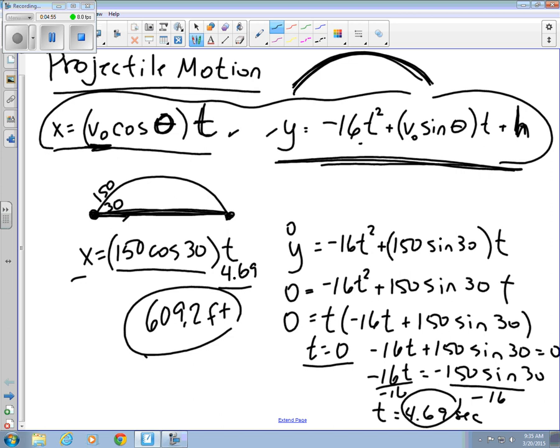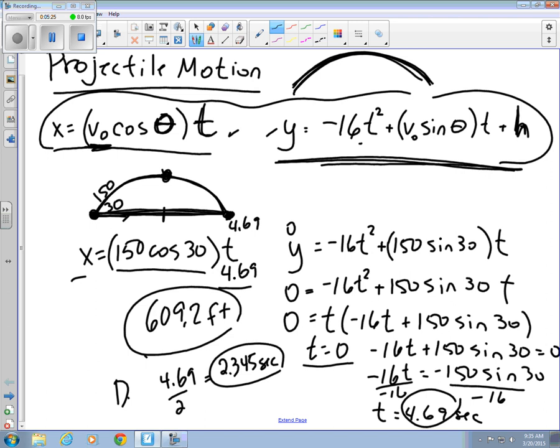Part C says, when is the ball at its maximum height? So the ball is going up and it's going down. Isn't the maximum height right there? Probably the easiest way to do that is to recognize that for a parabola that starts at 0 and ends at 0, if this is 4.69 seconds to get here, then that would be half of it, wouldn't it? So for part D, you'd say 4.69 divided by 2, and that gives you 2.345 seconds.